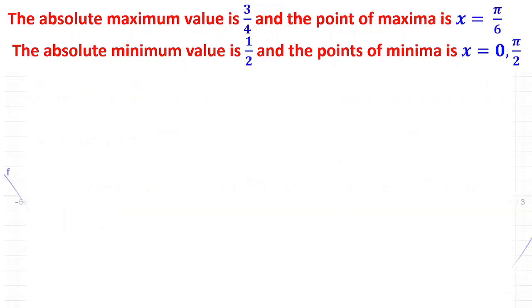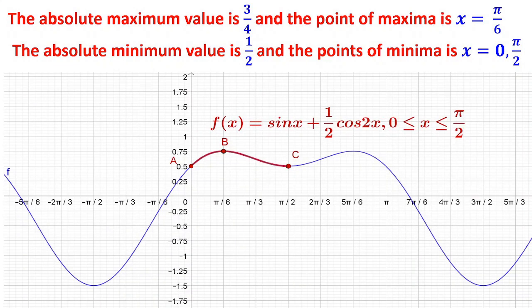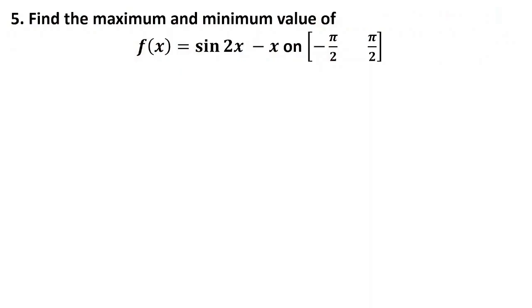Let us see the graph of this. This is the graph of f of x is equal to sin x plus half cos 2x. You are checking here that the maximum value is attained at pi by 6, it is 3 by 4, that is 0.75, and minimum is attained at two places, that is at 0 and pi by 2. Now move on to the next question.